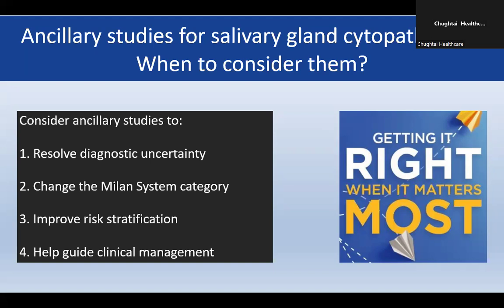So one of the most commonly asked questions is, when do we consider IHC and then ancillary testing for cytology specimens? If there is diagnostic uncertainty, and if by the application of IHC we can reach a definitive diagnosis, and it can potentially alter the category of the Milan system from benign to malignant or benign to suspicious for malignancy, then it's worth doing the ancillary studies. It would definitively improve the risk stratification and the risk of malignancy and help guide the clinical management.